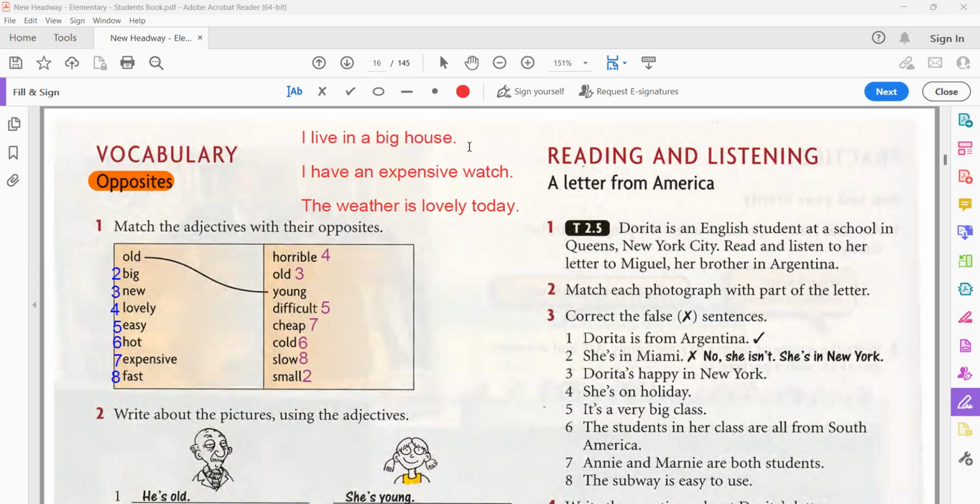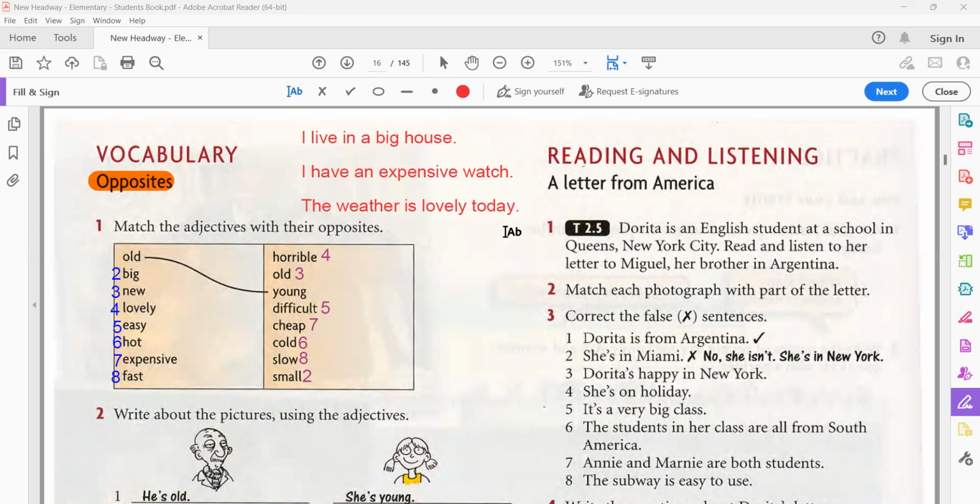Okay, so look here how to use the adjective in the sentence. You can say, I live in a big house. I have an expensive watch. So here we use the adjective before the noun. Big is an adjective, and we use it before the noun. Expensive is an adjective, and we use it before the noun. The noun here is singular, just one, house and watch. So we use a or an before the adjective.